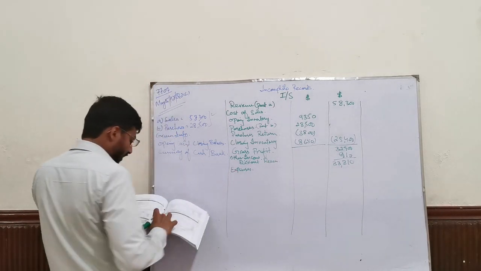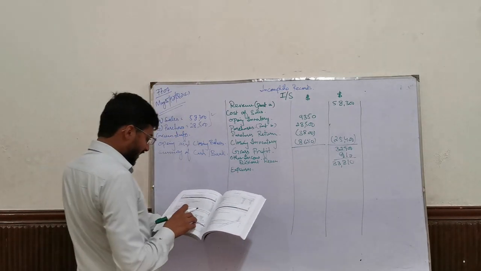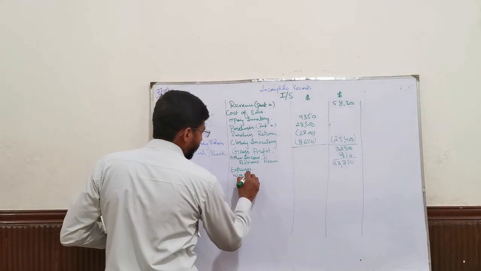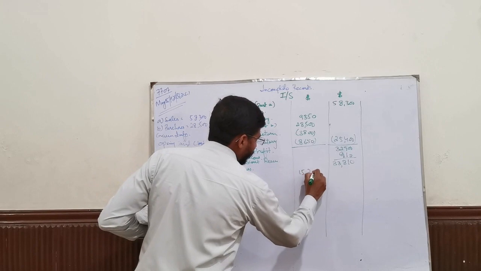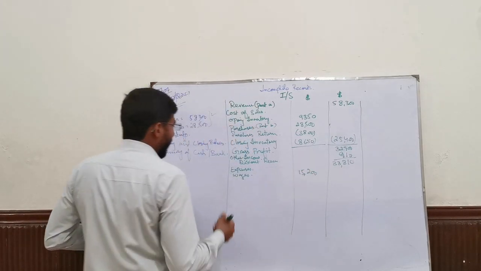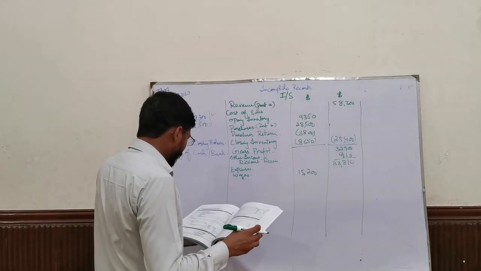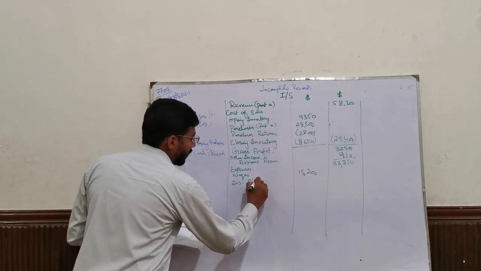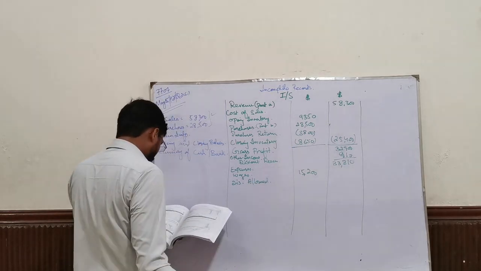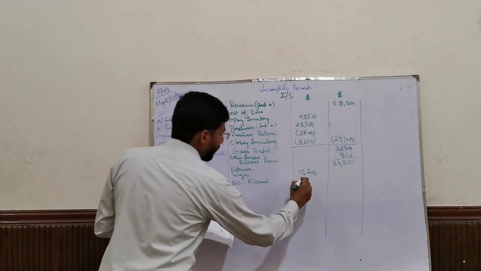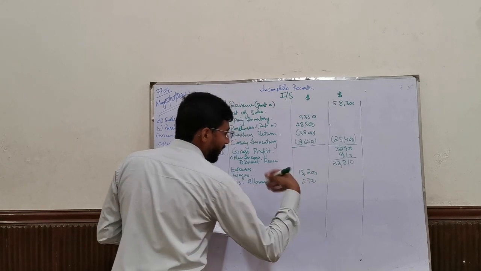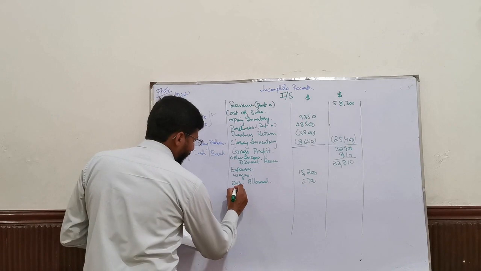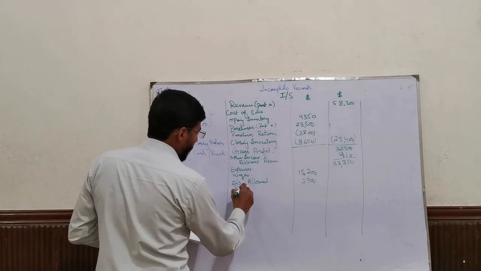Those are, first of all, wages. It's given in the question. Wages are 15,200. After wages, what expenses do I have? I have discount allowed. Discount allowed is 2,700. Once again, already given in the question. I am not doing any working. I am just incorporating the figures.